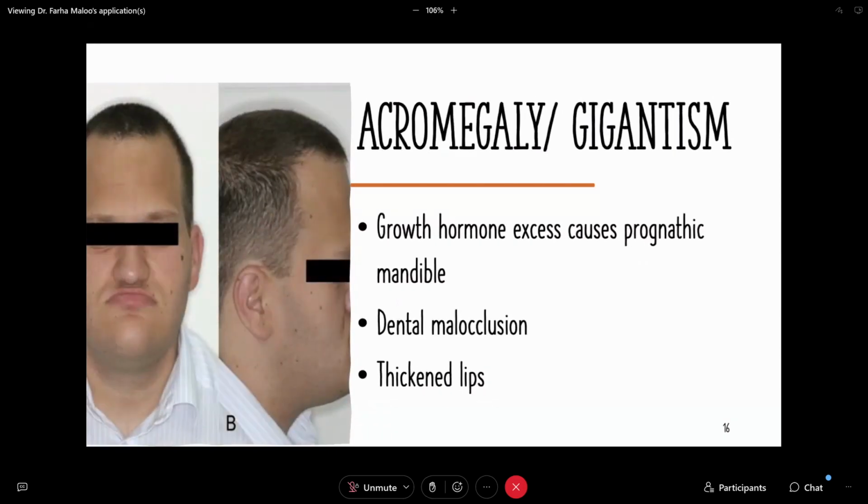Acromegaly or gigantism is because of increased growth hormone. This causes a protruding mandible or prognathism. This will result in dental malocclusion and thickened lips.